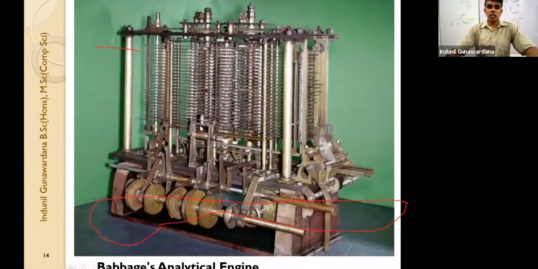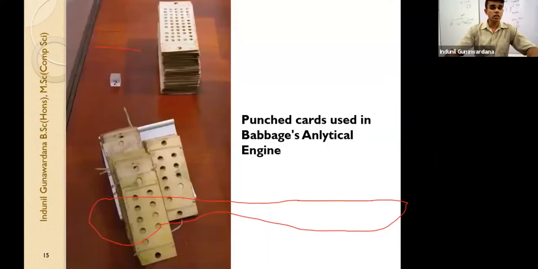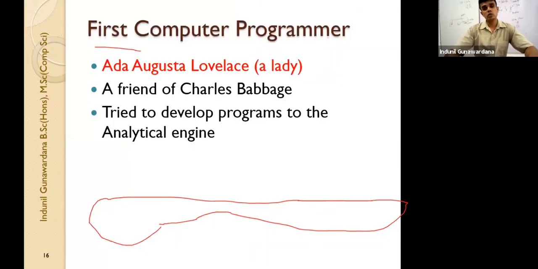Then this is another picture of the analytical engine, how it worked. You can just get an idea. Again, you can search for videos like earlier regarding that. And this is also based on punch cards, you know that. And based on the analytical engine, that was in 1833, there was another important character coming into computer development called Ada Augusta Lovelace.